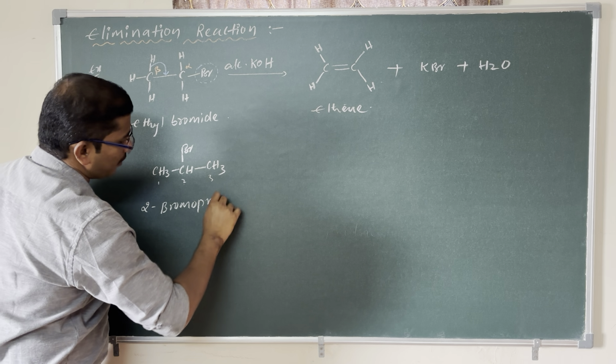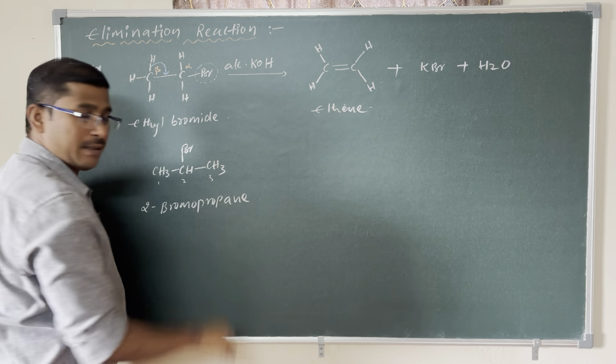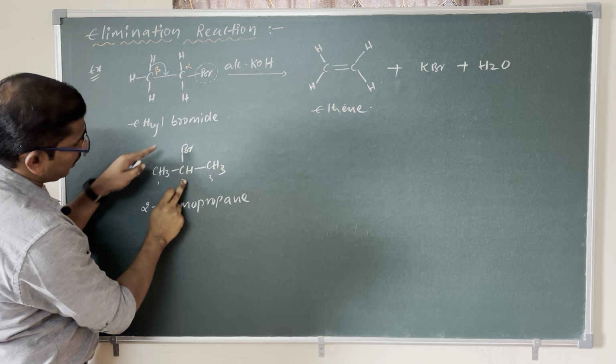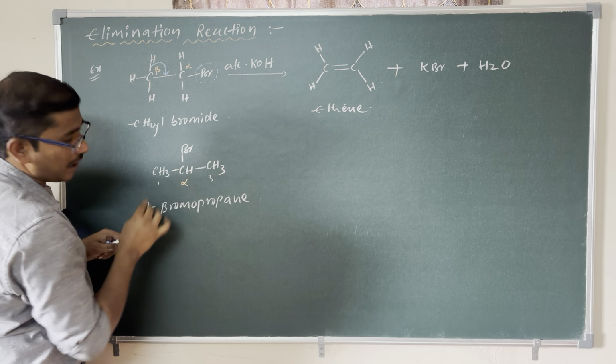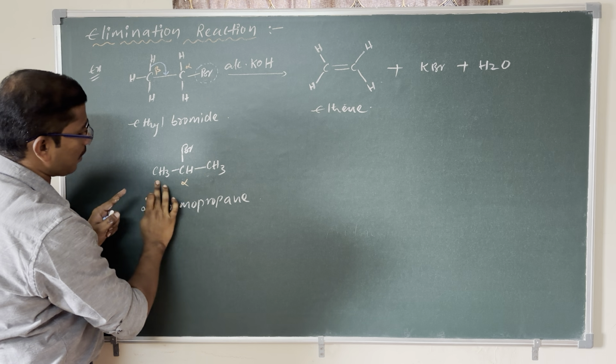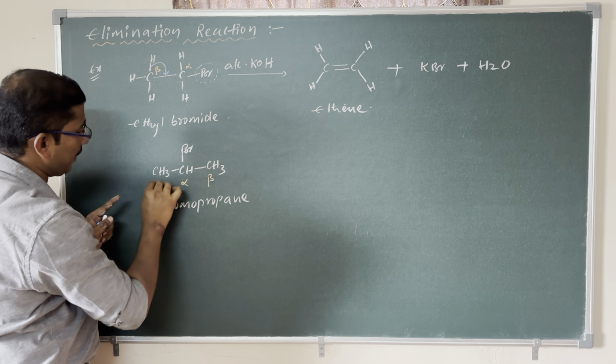2-bromopropane. The name of this compound is 2-bromopropane. Now here, same process. The bromine attached carbon is considered as an alpha carbon atom. The carbons which are directly bonded to the alpha carbon will be considered as beta carbon atoms.